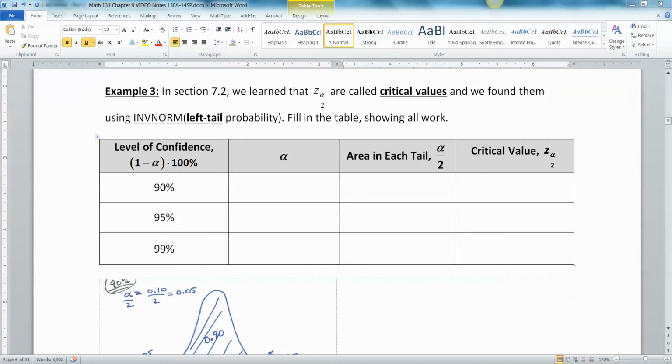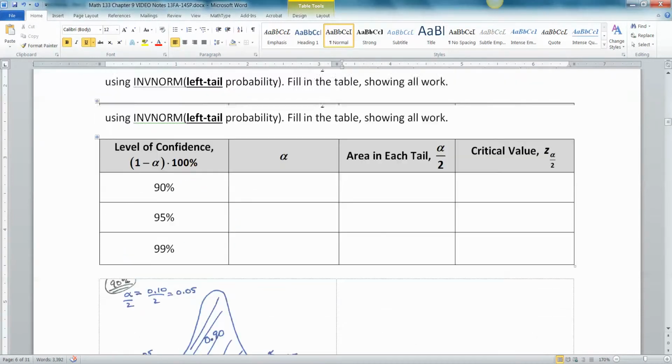Hello there, it's Alana Tucky, and in this technology video I'm going to show you how to use your calculator to find critical z values for a confidence interval. Okay, so let me remind you here, we want to find z alpha over 2.